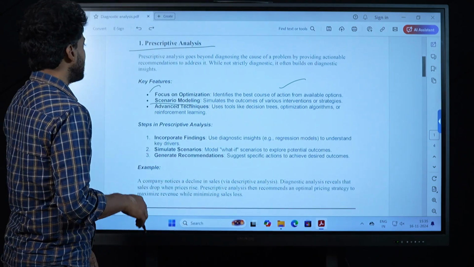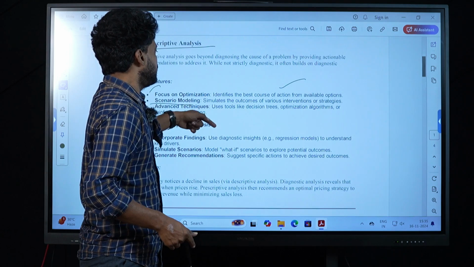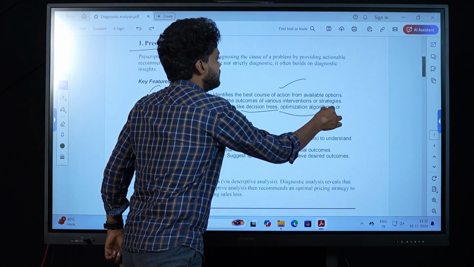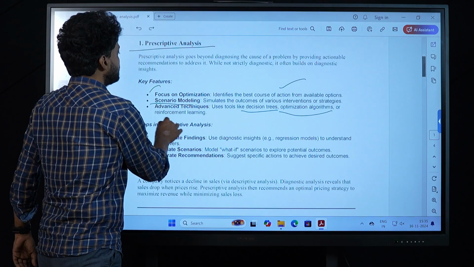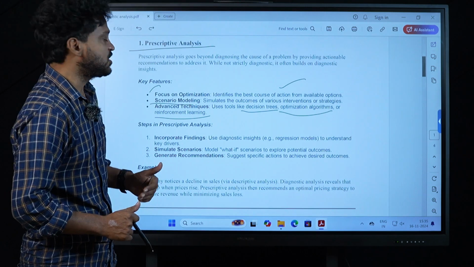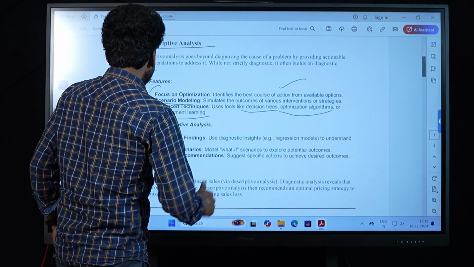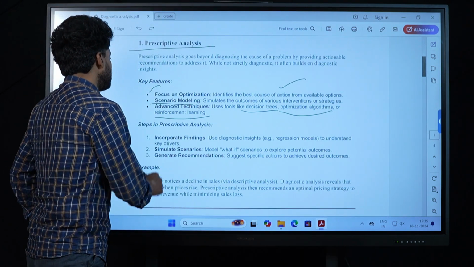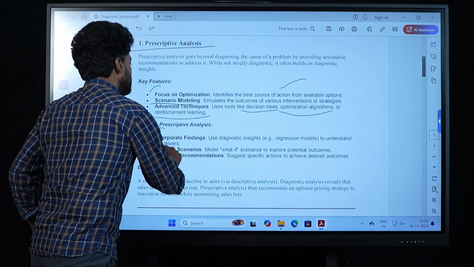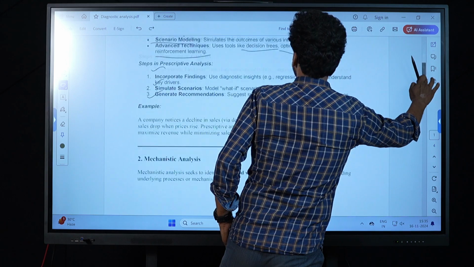The next thing is advanced techniques, which use tools such as decision trees in machine learning, optimization algorithms in machine learning, or reinforcement learning, which will be pretty handy for prescriptive analysis. The steps in prescriptive analysis are to incorporate findings. We already discussed simulating scenarios and generating recommendations. We discussed this.